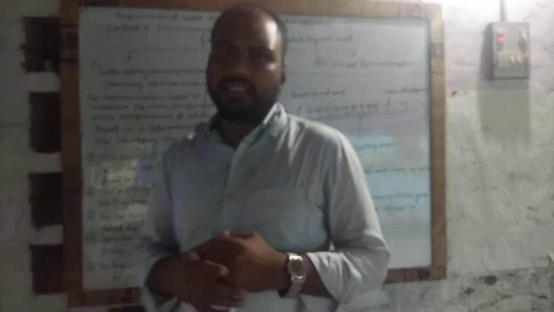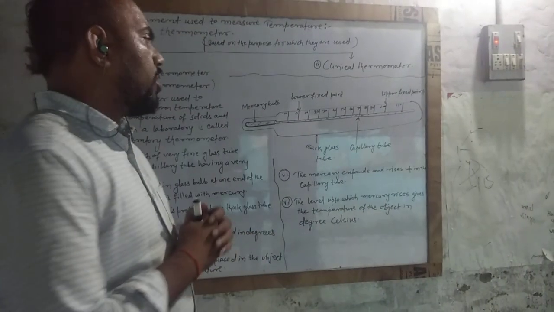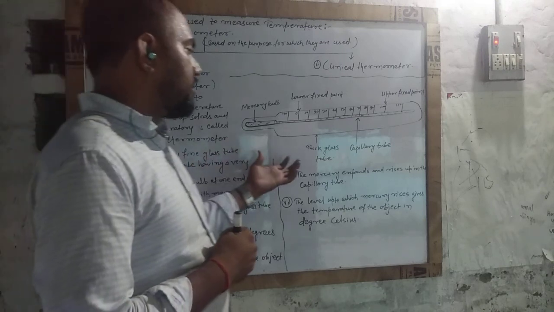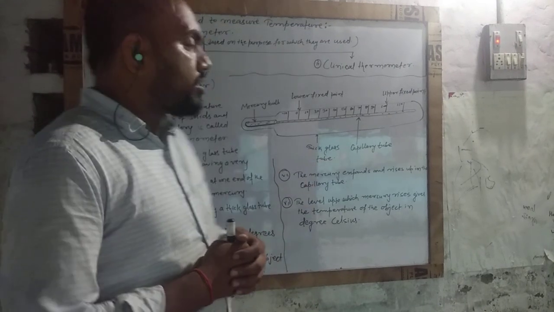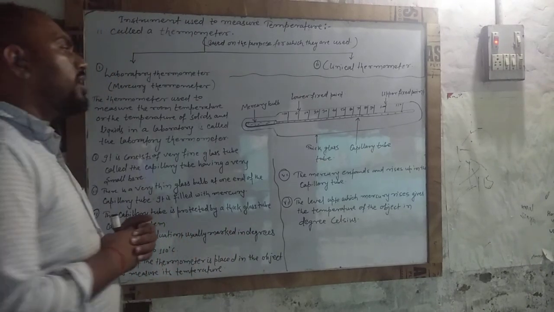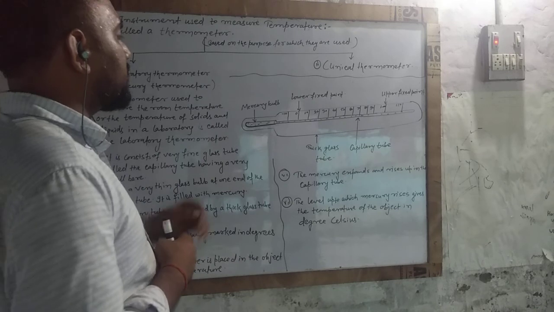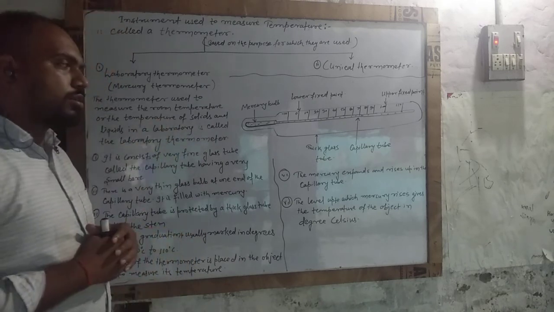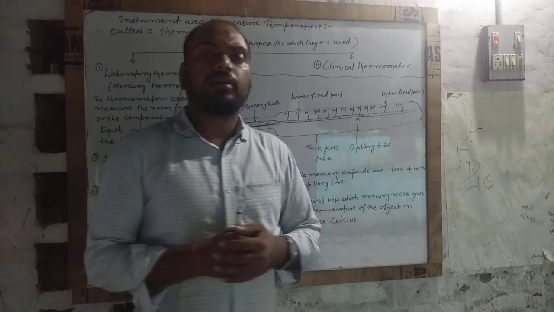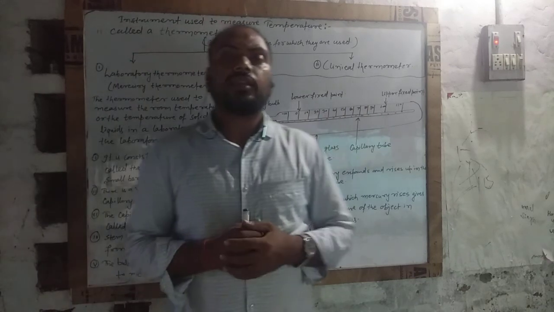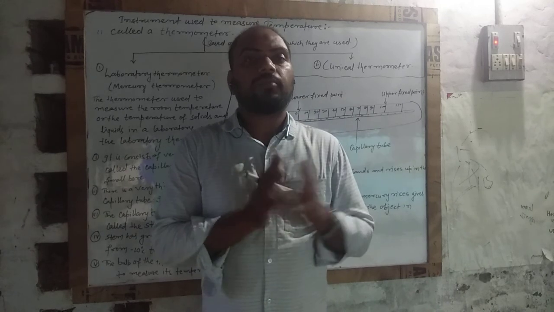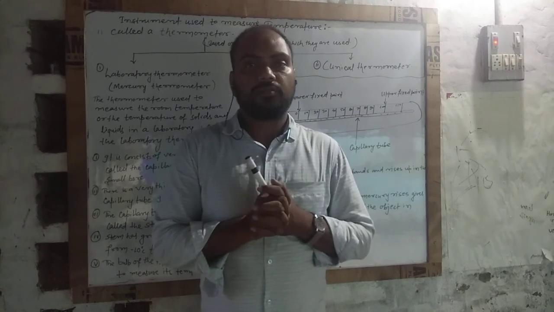This is the simple apparatus which is used in a laboratory for measuring the temperature of any solid substance, room temperature, or liquid substance. In the next class we will study the clinical thermometer and the difference between the clinical thermometer and the laboratory thermometer.